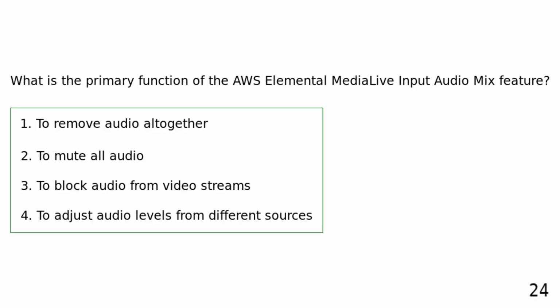What is the primary function of the AWS Elemental MediaLive input audio mix feature? To remove audio altogether. To mute all audio. To block audio from video streams. To adjust audio levels from different sources.